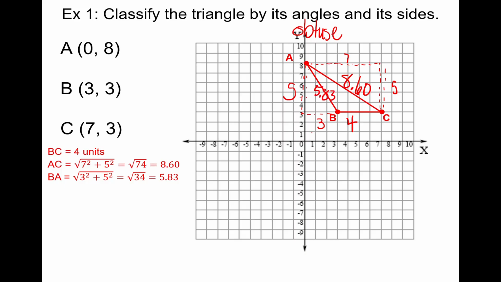So now we know that this triangle has 3 distinct different side lengths, which makes it a scalene triangle. So our final answer in classifying the triangle would be that it is a scalene obtuse triangle. You could also flip the order and say an obtuse scalene.